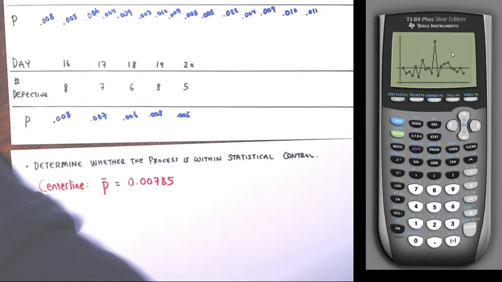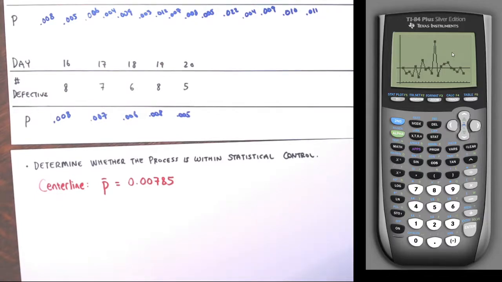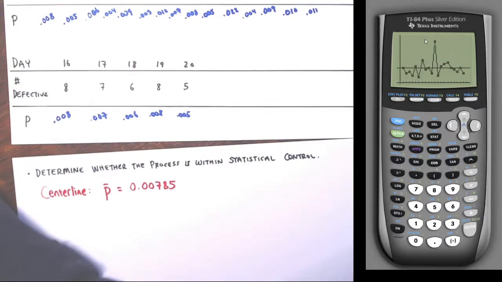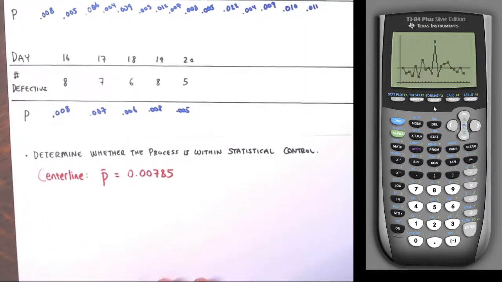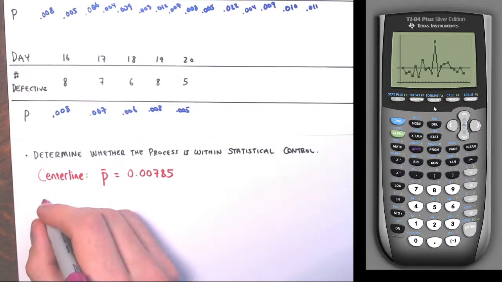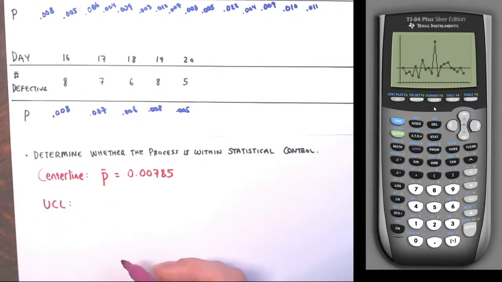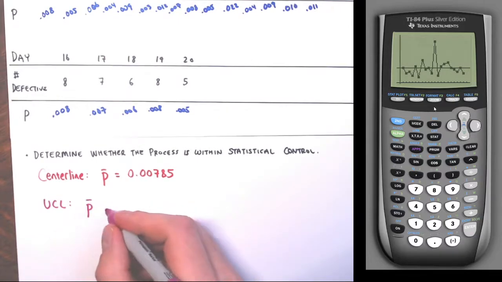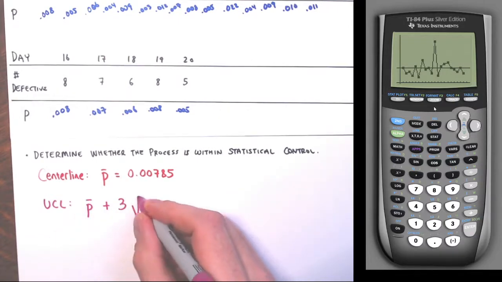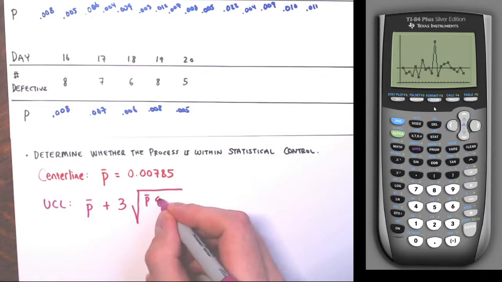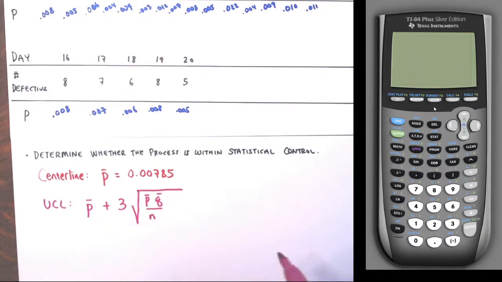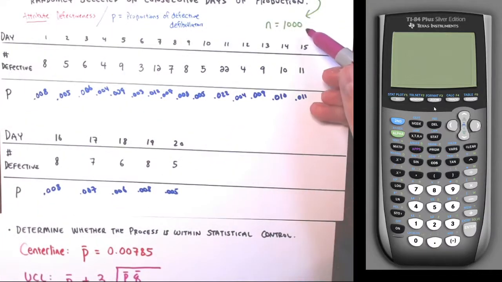All right, so far the process, when it comes to this attribute of defectiveness, looks like it's stable so far. Right? We haven't finished it yet. Because again, I'm noticing this pretty high point that will probably throw everything off. All right, so let's calculate the upper control limit. Remember, the upper control limit is p bar plus 3 times the square root of p bar times q bar divided by n. And remember that n is 1,000, not 20,000.